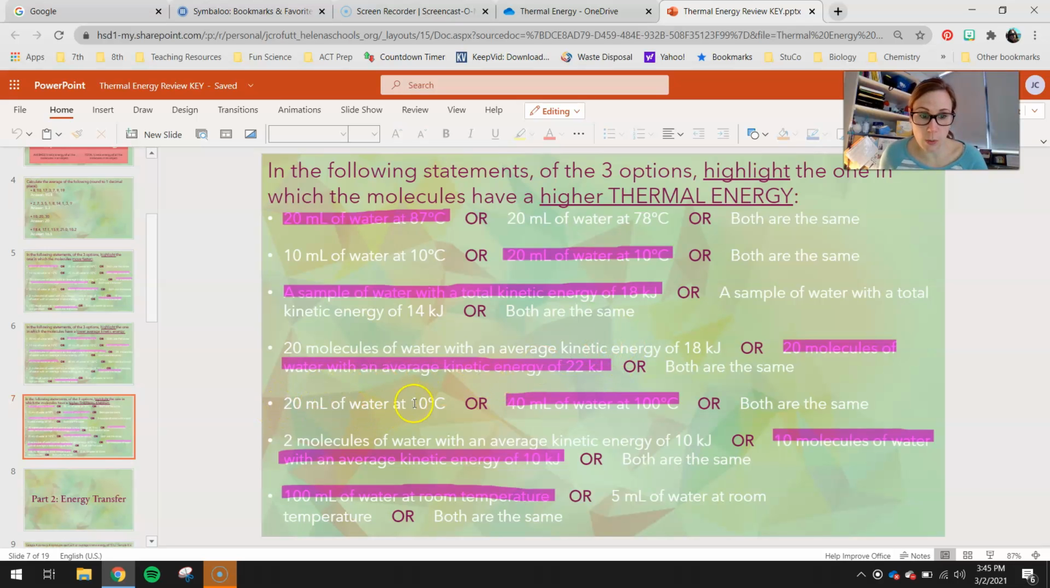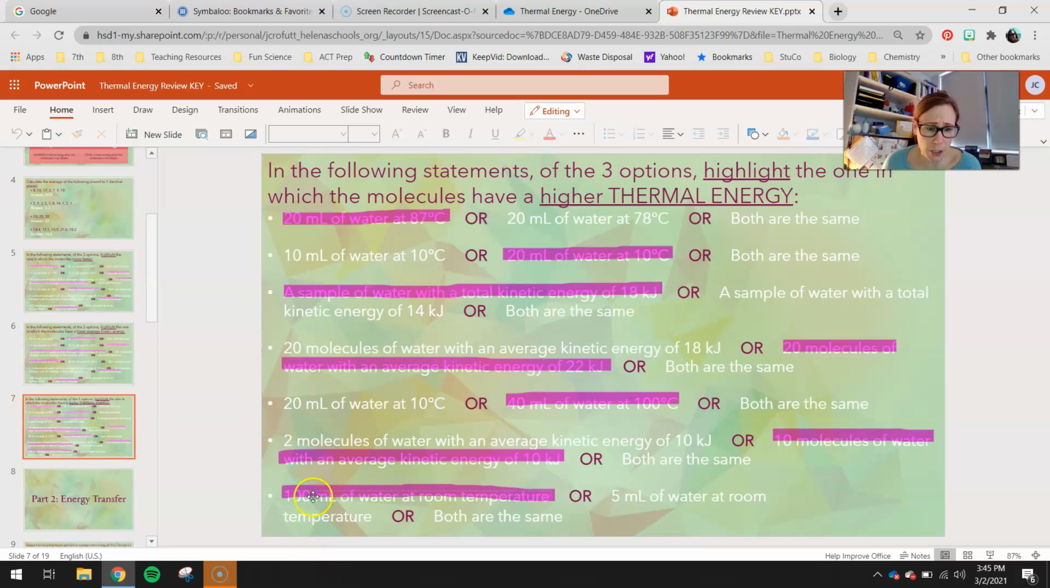Okay, 20 milliliters of water at 10 or 40 milliliters of water at 100. This one not only is a bigger sample, so more molecules to add up, but they also have a higher average kinetic energy. So this one would definitely be way higher than this one. Okay, second to last, 2 molecules of water with an average kinetic energy of 10 or 10 molecules of water with an average kinetic energy of 10. This is about 5 times larger, so I would guess that our thermal energy would be probably about 5 times larger for this second one, since they both have average kinetic energies of 10.